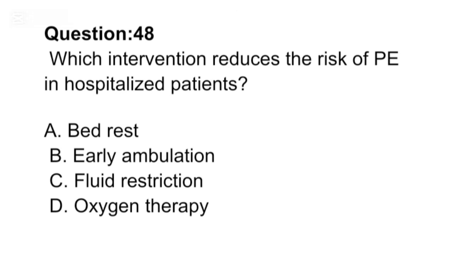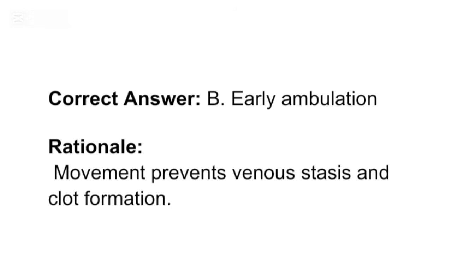Question 48. Which intervention reduces the risk of PE in hospitalized patients? A. Bed rest. B. Early ambulation. C. Fluid restriction. D. Oxygen therapy. Correct answer, B. Early ambulation. Rationale. Movement prevents venous stasis and clot formation.